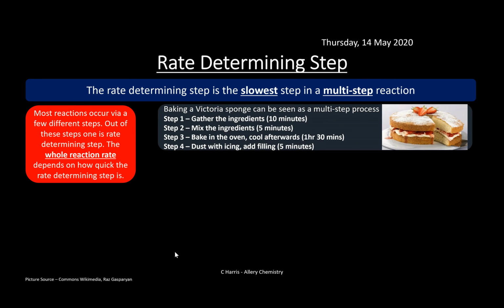So I like to liken it to making a Victoria sponge because I like baking. So I'm going to use a lot of baking analogies here. So let's look at how we make a Victoria sponge.